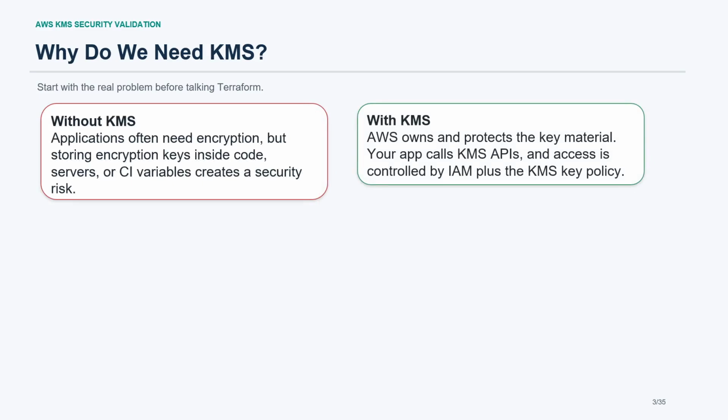Then with KMS, what happens? AWS owns and protects the key material. Your app calls KMS APIs and access is controlled by IAM plus the KMS key policy. The application owner or application team should not worry about storing the KMS key or any key in its code.